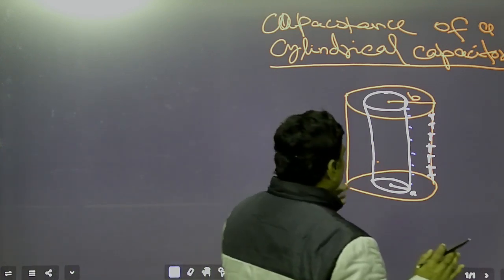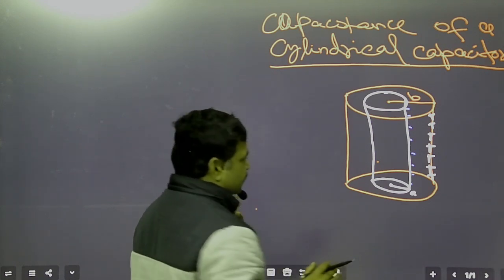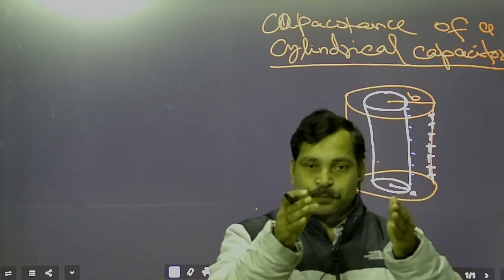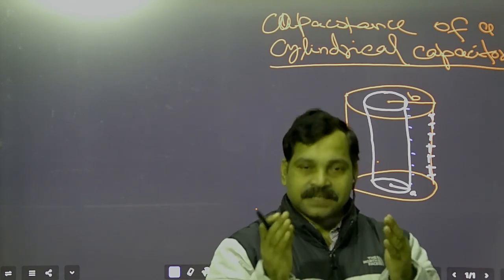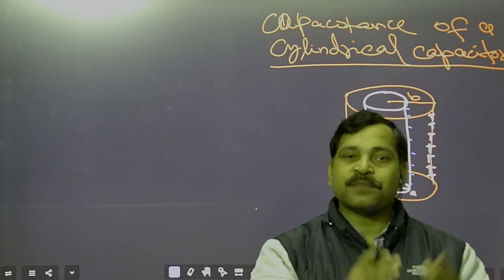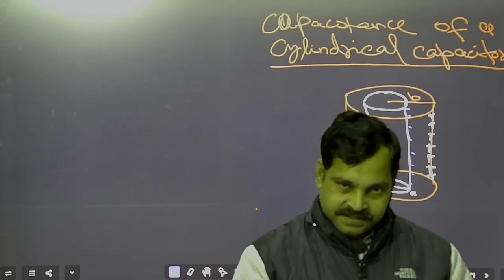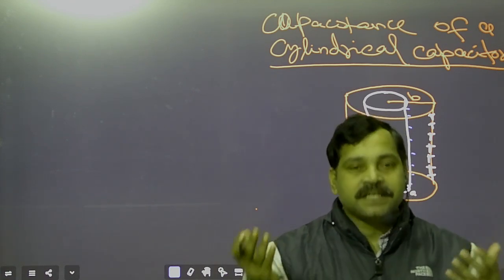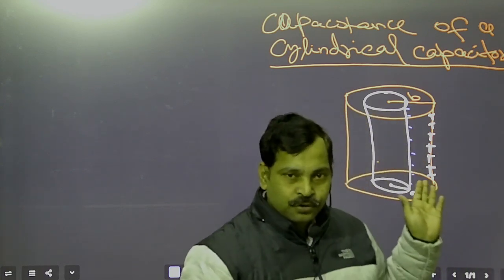To derive the expression for the capacitance of this cylindrical capacitor, what do we need? We have to assume a Gaussian surface in between these two plates, and on the Gaussian surface we will find the electric field intensity by using Gauss theorem. Then from the electric field we can find the potential, and from the potential we can derive the capacitance. You know the relationship between electric field and potential: E is equal to minus dV by dr, or V is equal to the negative line integral of electric field intensity. So these concepts we are going to use here.